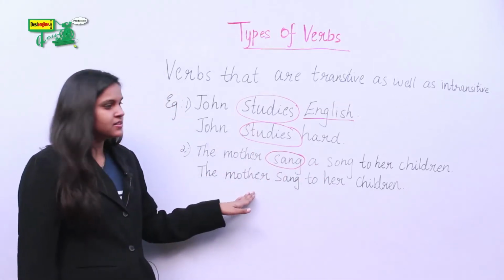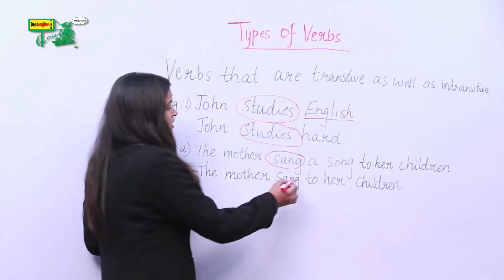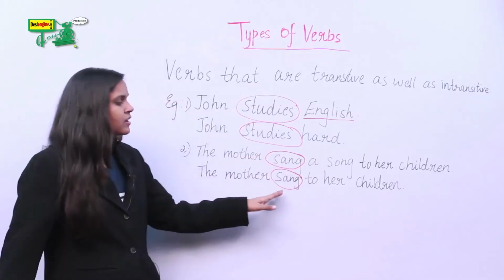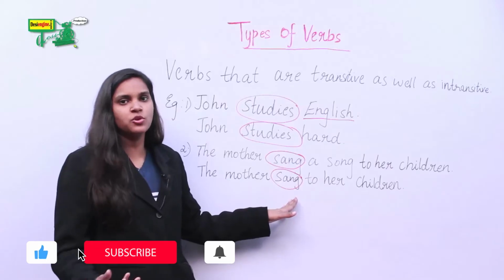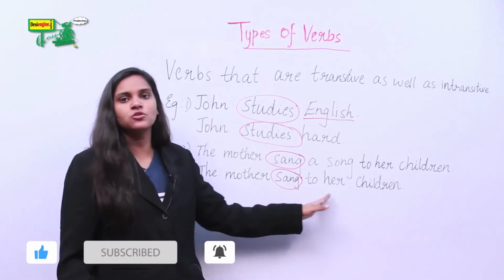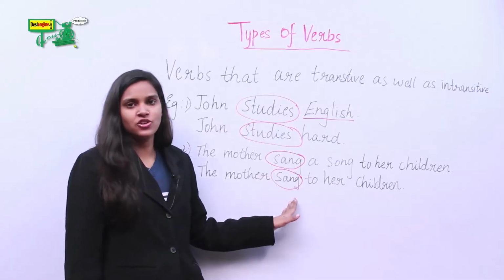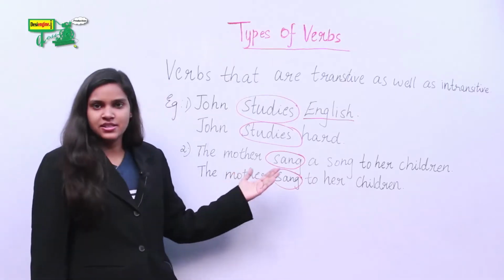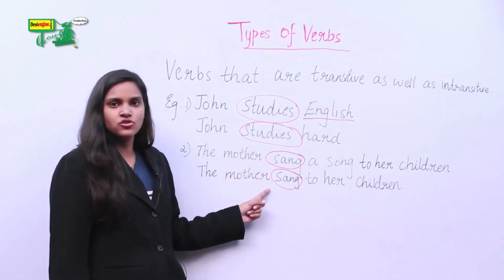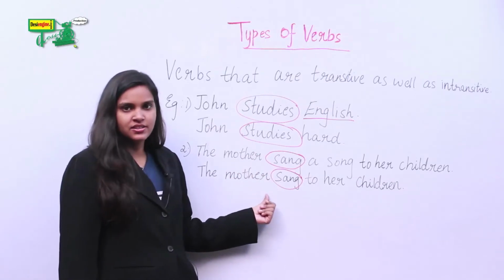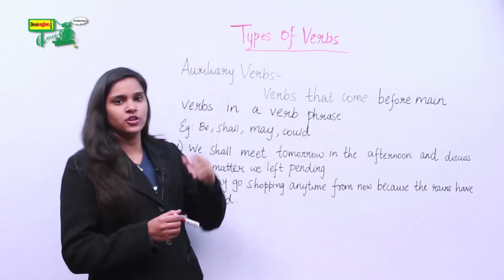Let's take another sentence. The mother sang to her children. In this sentence, sang is a verb, but it does not answer to the question what. When we put up the question what, sang what, we do not get an answer. Here, therefore, sang is our intransitive verb. Therefore, the same verb sang acts as a transitive verb in this sentence and as an intransitive verb in the other sentence. Let's do another kind of verb, that is auxiliary verbs.